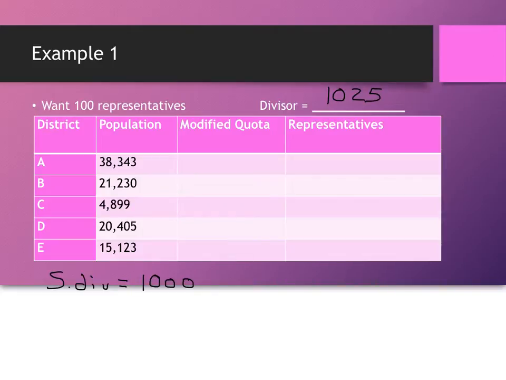Now this takes a little bit of time, so as I type this into the calculator, I'm going to push pause, and then I'm going to come back and do all of these numbers at once. All right, so you can push pause on the video and then come back and do your division, get your modified quotas. All right, so with 1,025, I got 37.4, 20.7. Again, I'm only rounding to one decimal place because I really don't have to compare the quotas in this case. I'm going to round everything up.